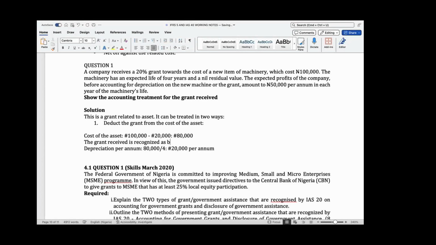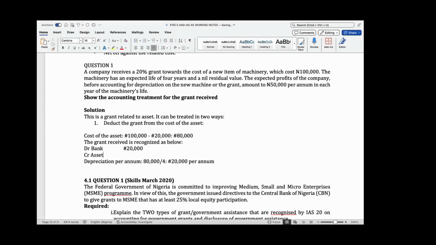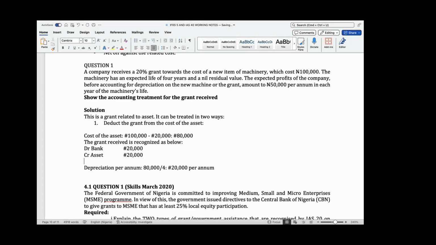I thank God I didn't even assume that you know it. Debit bank, 20,000. Credit the assets, 20,000, not income. So when you're deducting the grant from the costs, it's not income anymore.